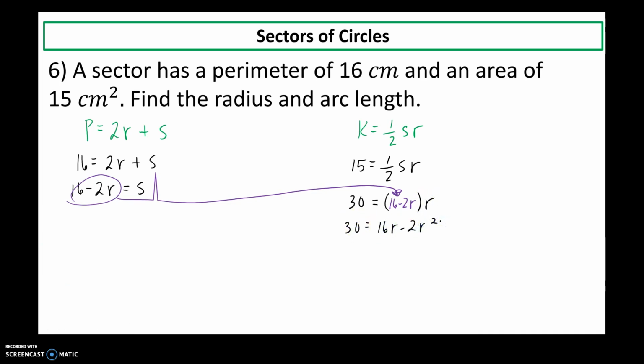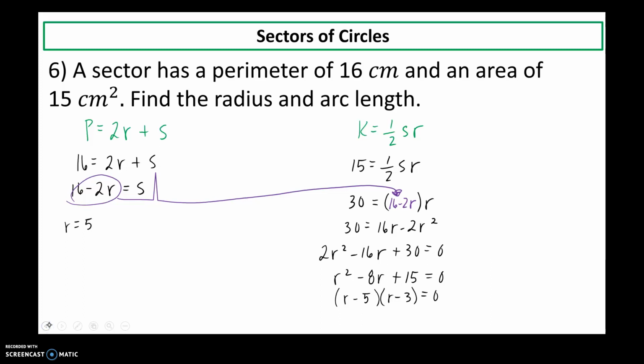This is a quadratic, so we're going to use factoring to solve it. Add 2r squared, subtract 16r. Now my equation's equal to 0. Divide all the pieces by 2. And now when I factor, factors of positive 15 that add to negative 8, I get 2 different radii. Okay, so if I get 2 different radii, I'm going to get 2 different arc lengths. So first we'll look at radius of 5.